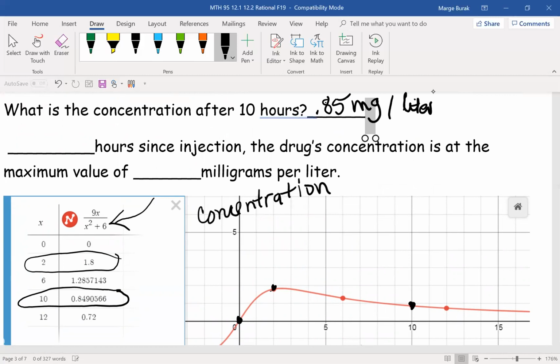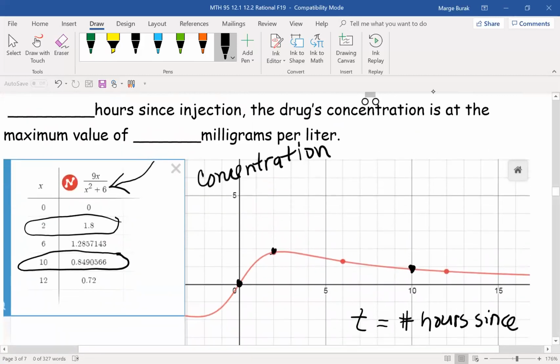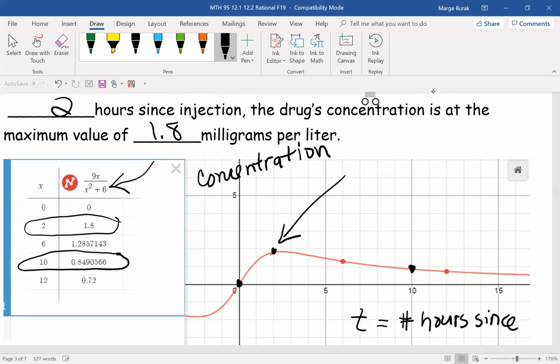And then, so many hours after injection, the drug's concentration is at the maximum value. And that's going to be this, because that's the highest. So we're going to say 2 hours since injection, the drug's concentration is at 1.8 milligrams per liter. Okay, and that's the end of this video. So you can practice these skills in your homework set.